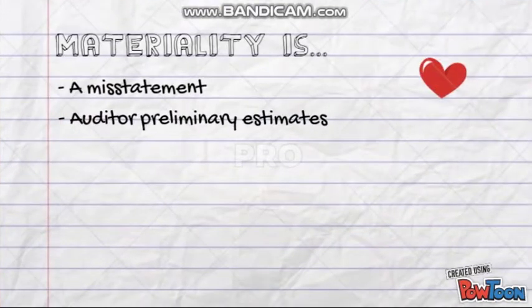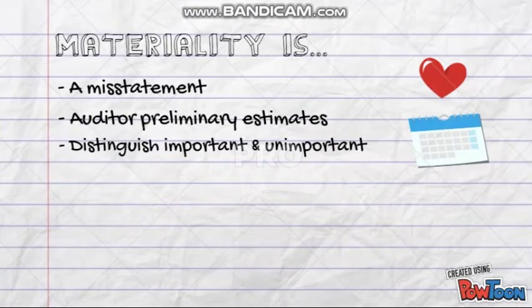Materiality is misstatements that could influence the economic decision of users. It is the auditor's preliminary estimate of the smallest amount of misstatement. This is the criteria used by accountants and auditors in distinguishing between important and unimportant matters.